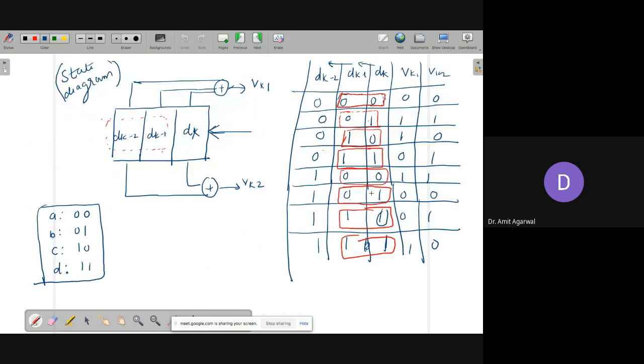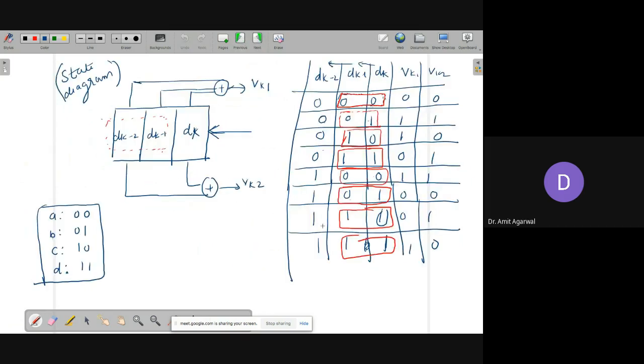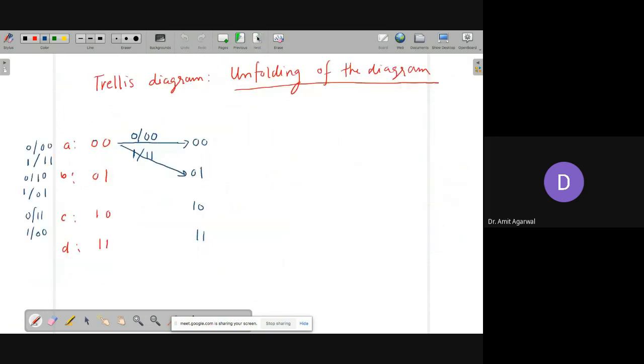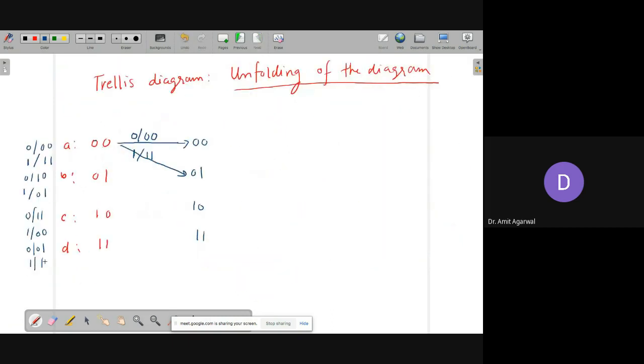So you are in state 1, 0, 1 comes, your output is 0, 0. 1, 1, your state is 1, 1, 0 comes, your output is 0, 1. You are in state D or 1, 1, your 1 comes, your output is 1, 0.